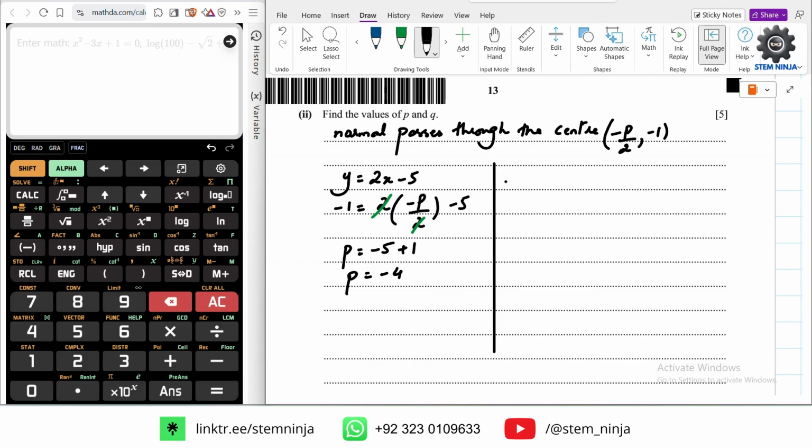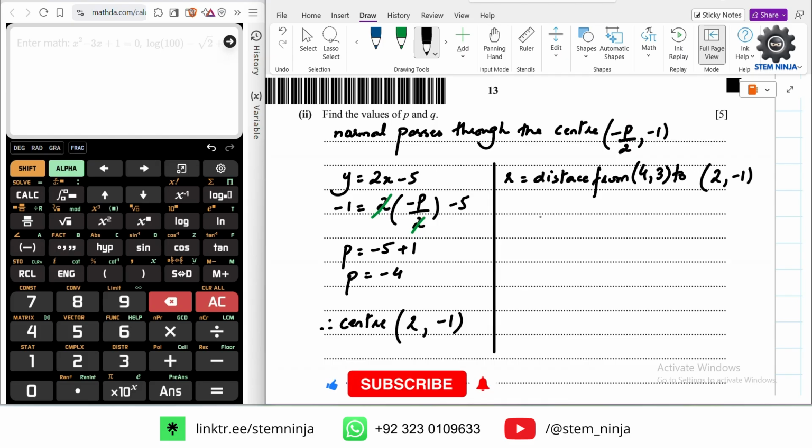We know that radius is the distance from 4 comma 3 to the center. The center is minus p over 2, so that would be minus 4 over 2, which is 2, and minus 1. So the center is 2 comma minus 1. So you have r squared is equal to 4 minus 2 whole squared plus 3 minus 1 whole squared.